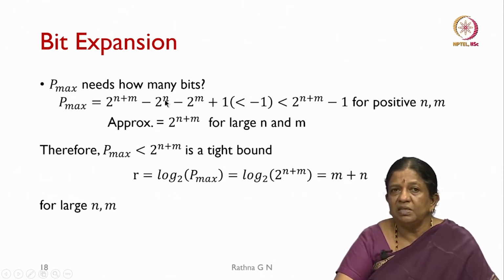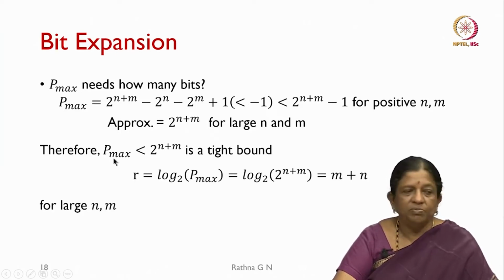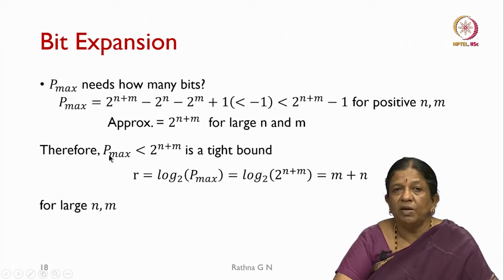So we have represented this, and what the term is going to say is that this can be represented as minus 1. That is, it should be less than or equal to 2^(n+m) minus 1 for positive n and m. Approximately, if n and m are very large, we can approximate this P max to 2^(n+m). Therefore, we say that the maximum number of bits required to represent the product is less than 2^(n+m). We say this is a tight bound.